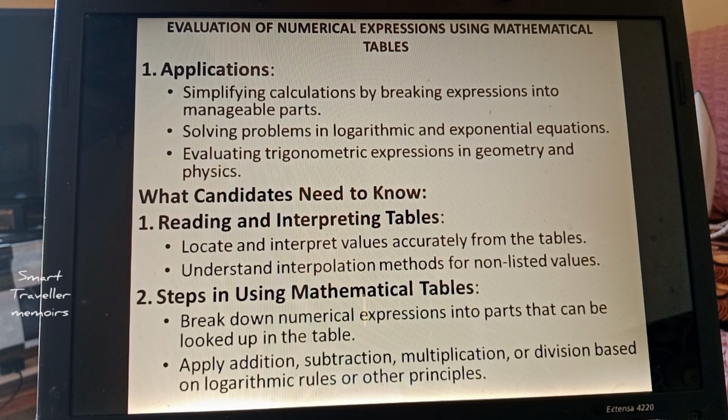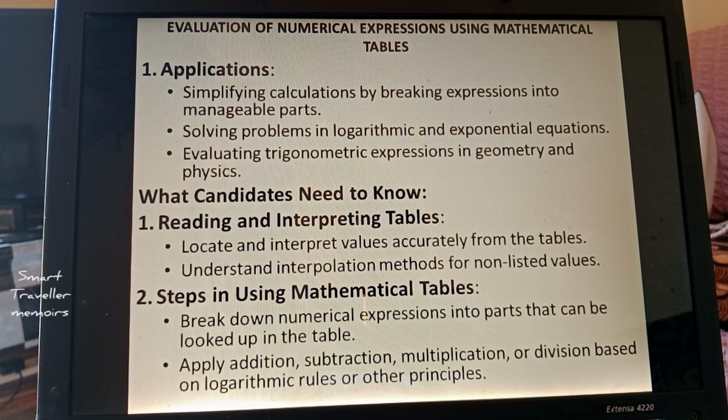Application: simplifying calculations by breaking expressions into manageable parts, solving problems in logarithmic and exponential equations, evaluating trigonometric expressions in geometry and physics. So what should the candidates know? 1 is reading and interpreting the tables. You are supposed to locate and interpret values accurately from the tables, understand interpolation methods for non-tabulated values.